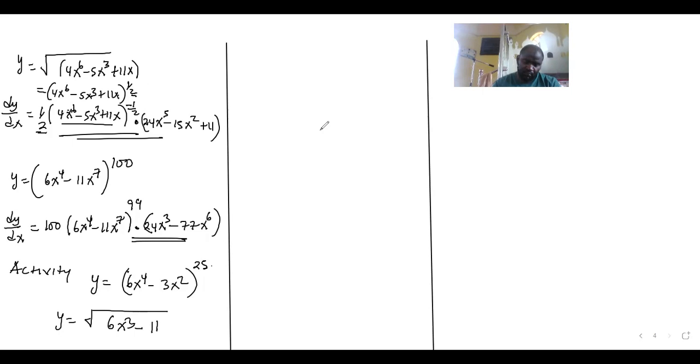So the dot means multiplication. Yeah, the dot means multiplication. So you differentiate the power and multiply by the term differentiated inside the bracket.